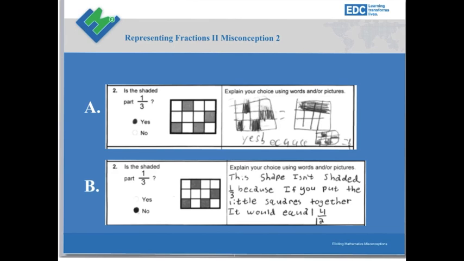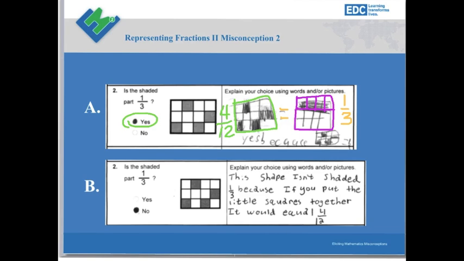When asked if 1/3 was shaded, student A responded yes and redrew the original representation. Then student A created a new representation, moving the 4 shaded boxes to the top row. The student placed an equal sign between the 2 representations. This gives us evidence that student A could visualize the fraction in multiple ways. The equal sign indicates the student saw 4/12 as being equivalent to 1/3.